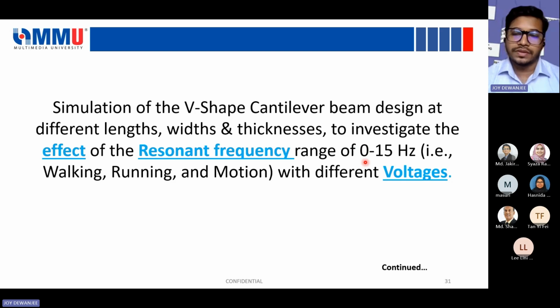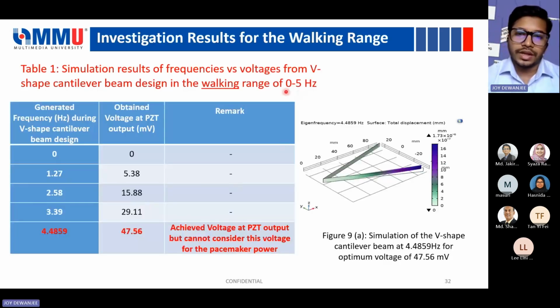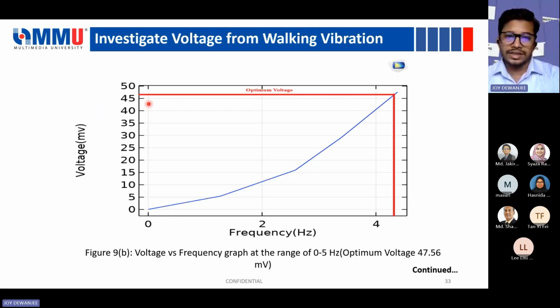We have been considering this resonance frequency in three modes. First I mentioned in my introduction section that we're considering the frequency in three different ways, that is working, running, and motion. For working, the range is 0 to 5 hertz. For the 0 to 5 hertz range, we found the optimum resonance frequency is 4.4859 hertz, and at that frequency we found the voltage 47.56. This is the optimum voltage for the 0 to 5 hertz range, which can be considered for the working range. And this is the graph for the 0 to 5 hertz.